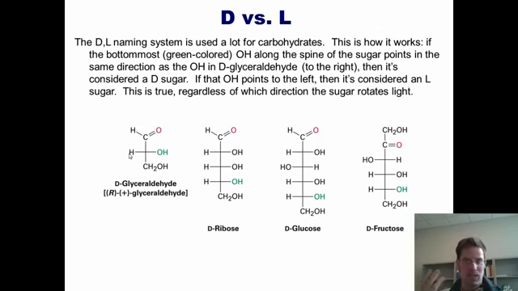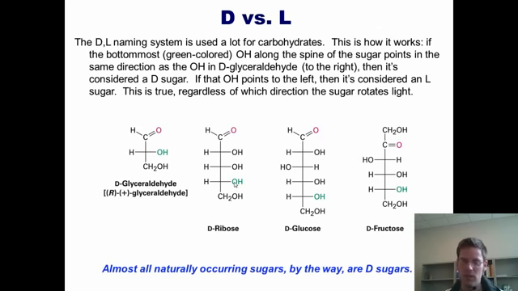Hence, every single sugar, when drawn in its open chain Fisher projection, follows that convention. The bottommost OH, if it's pointing to the right, is a D sugar, and if it's pointing to the left, it's an L sugar. And just in case you ever happen to be on a trivia show, you might be interested to know that almost all naturally occurring sugars happen to be D sugars.